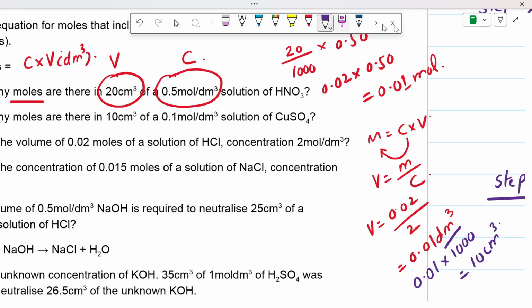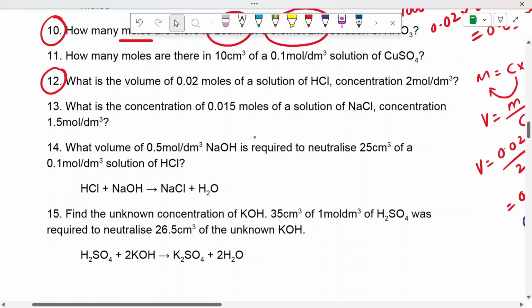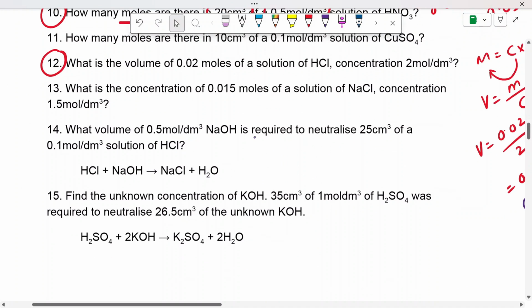Okay, let's try the next question. Question number 13 is exactly the same. However, question number 14 is a little different. So here we have question number 14. Can you quickly read the question for me? What is the question? And tell me what is being asked over here.